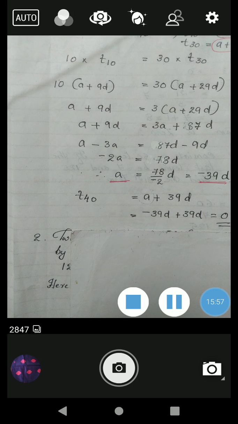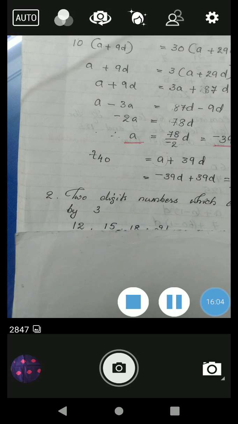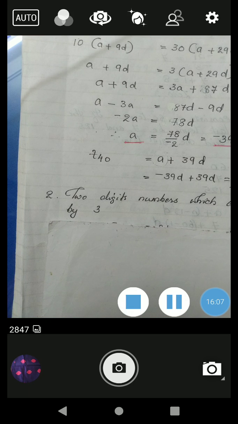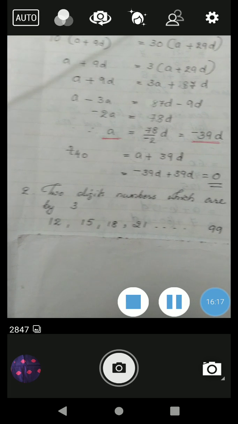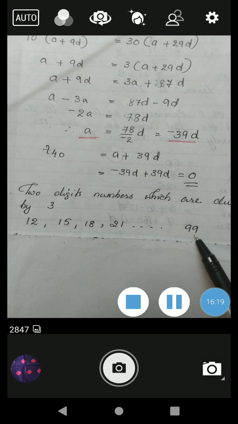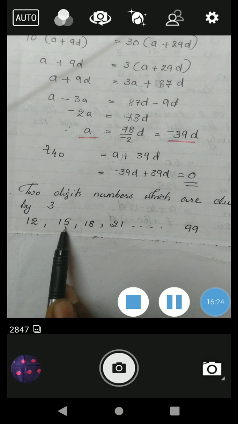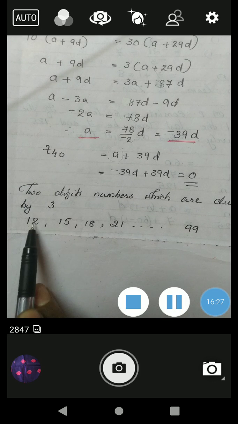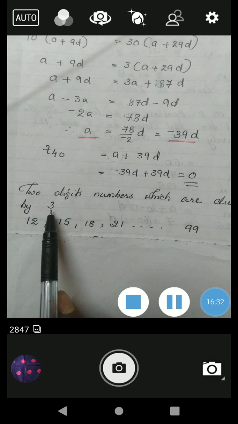How many 2-digit numbers are divisible by 3? So, next question. We can write the 2-digit numbers which are divisible by 3. 12 is divisible by 3, 15, like this. Which is the greatest number which is divisible by 3? It is obviously 99, that we know. So in this case A is equal to 12 and D is equal to 3, since 15 minus 12 is 3, 18 minus 15 is 3.